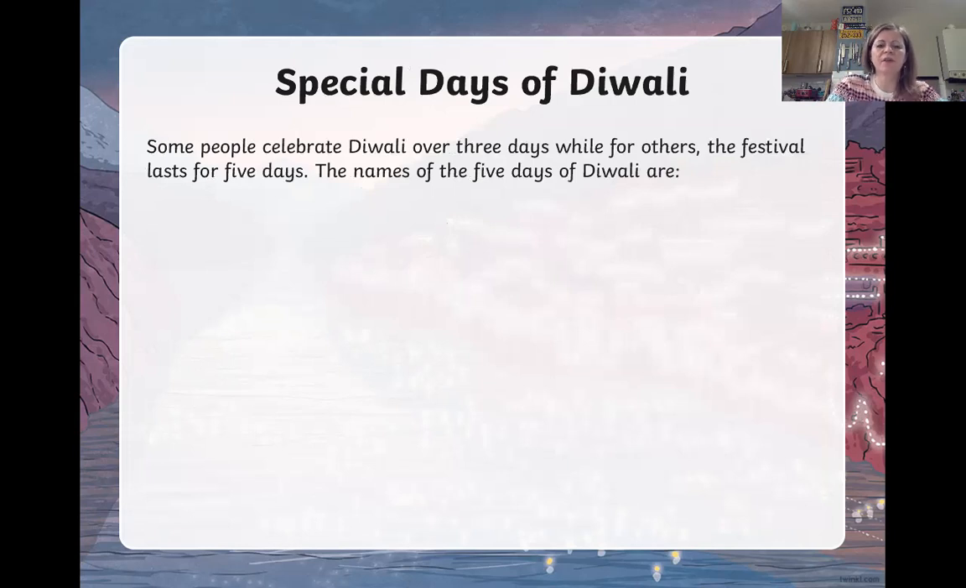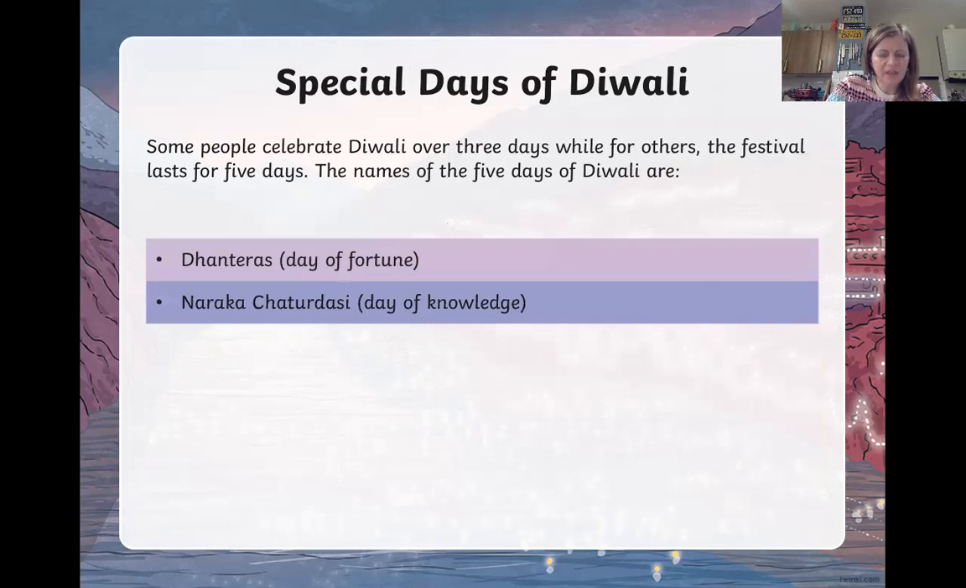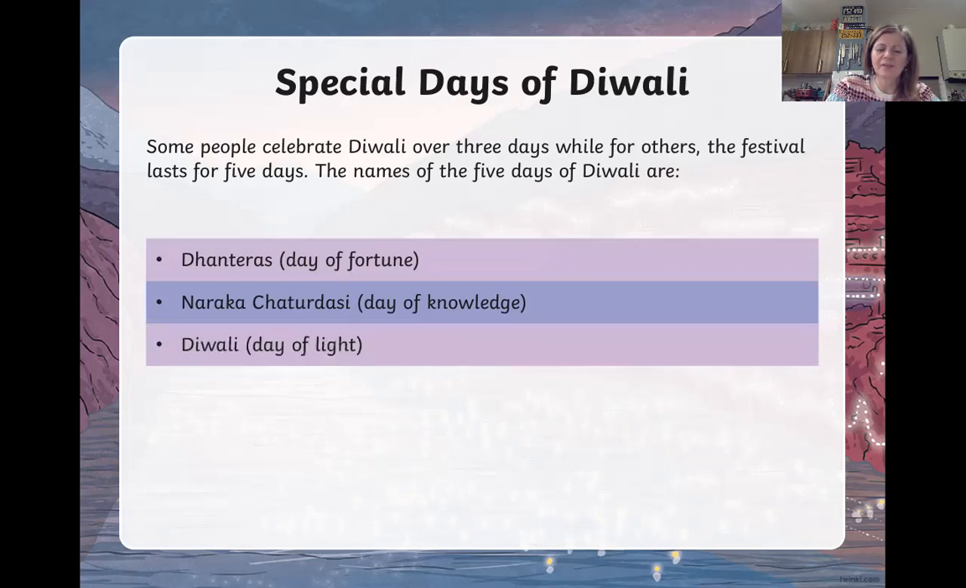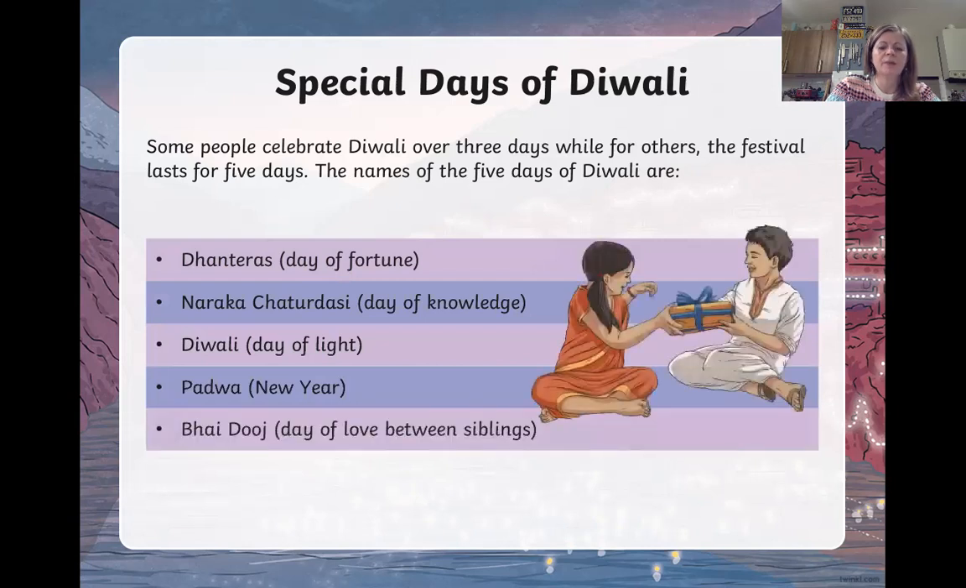So the special days of Diwali. Some people celebrate Diwali over 3 days, while for others the festival lasts for more than 5 days. That's a long festival. It's probably longer than our Christmas festivities. The names of the 5 days of Diwali are Dhanteras, which is the day of fortune, Naraka Chaturdasi, which is the day of knowledge. My Hindi is not very good. Diwali, the day of light. Padwa, which is their new year. And Bhai Dooj, which is the day of love between siblings. Maybe you should all think about that. Bhai Dooj, the day of love between you and your brothers and sisters.